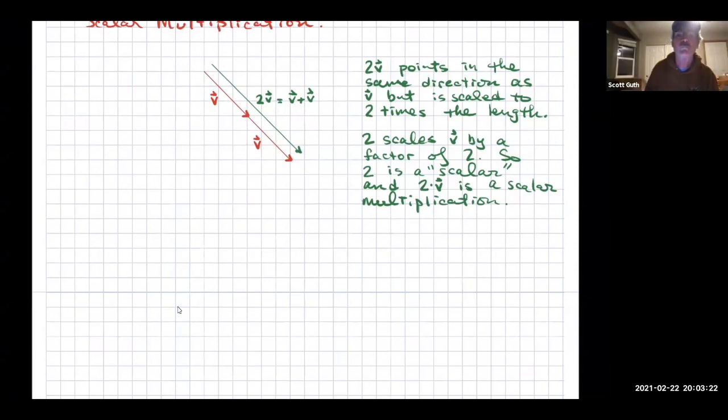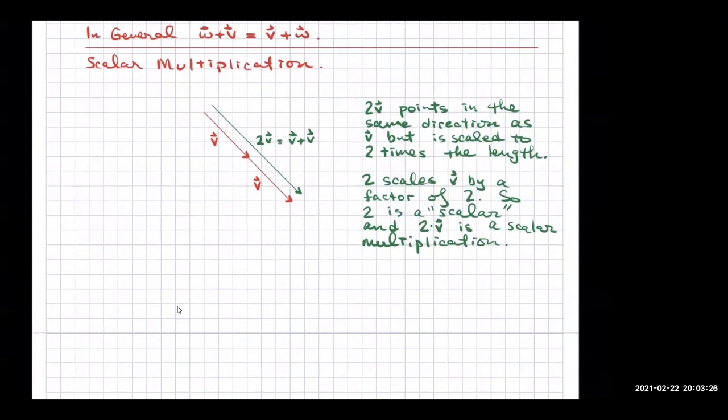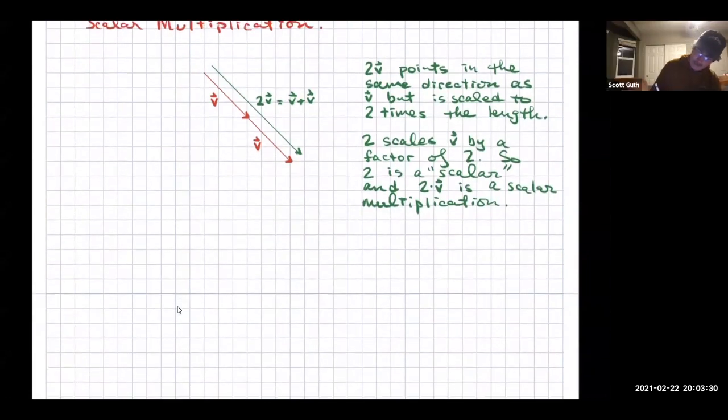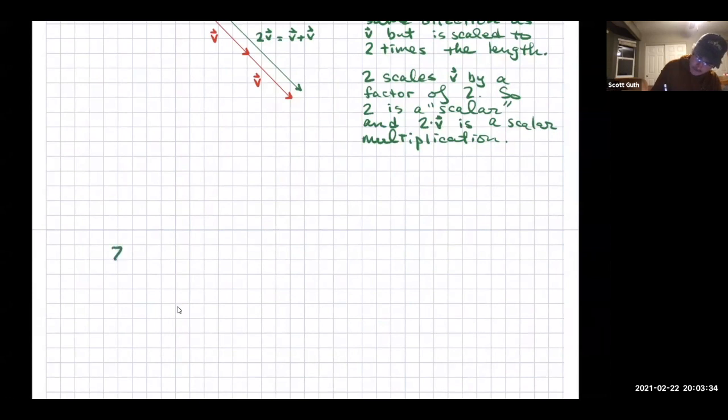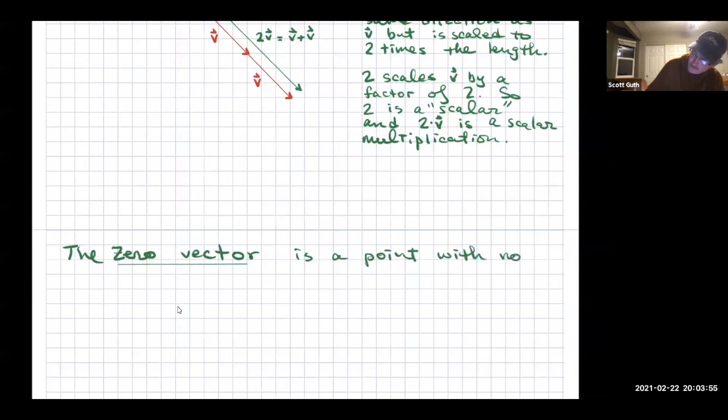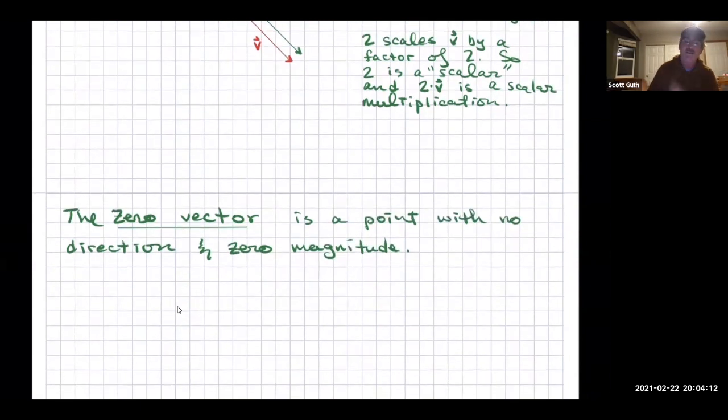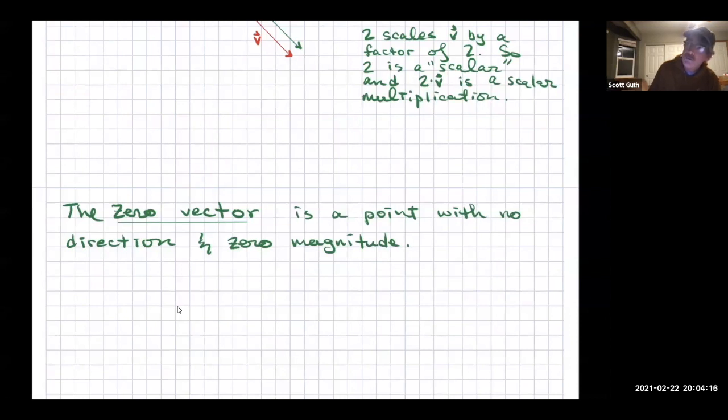You guys okay? Okay. Now, let's go ahead and do the zero vector. I'll just say the zero vector is just a point with no direction and a zero magnitude. Okay. Any questions?